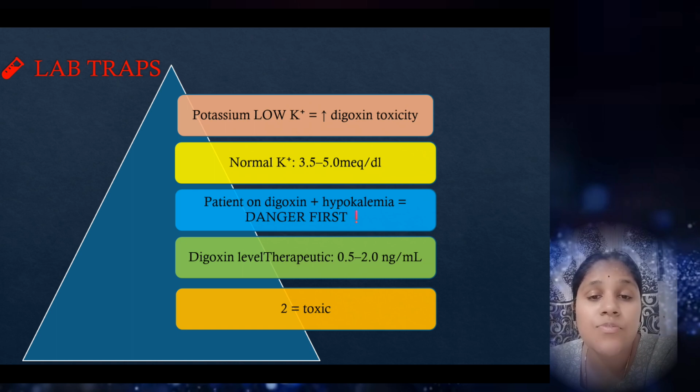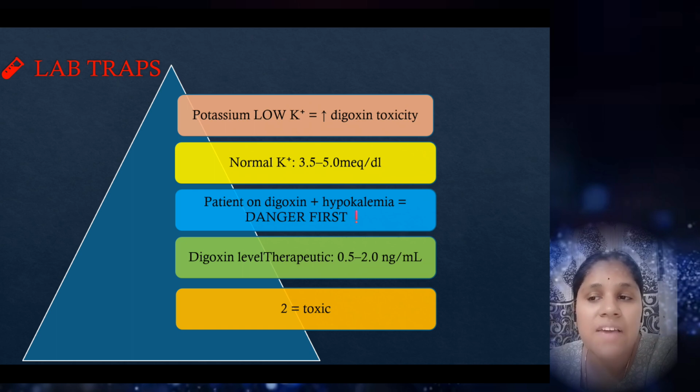So there is an increased risk for digoxin toxicity. The normal potassium value is 3 to 5 milliequivalents per liter. So we have to maintain the potassium within this range. If it is too low or too high, there is a very high risk for digoxin toxicity. So for a patient on digoxin, where there is an imbalance in the potassium level, we should watch for hypokalemia. If it is present, it is a dangerous sign.